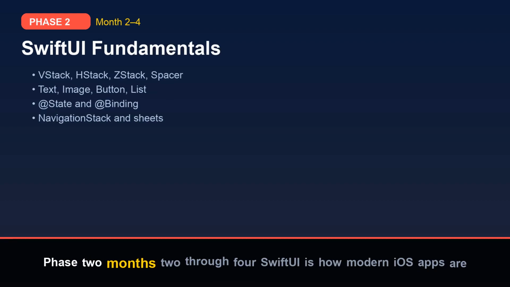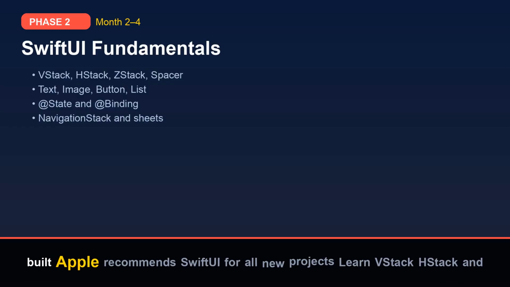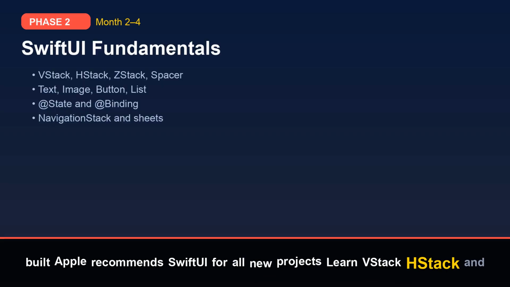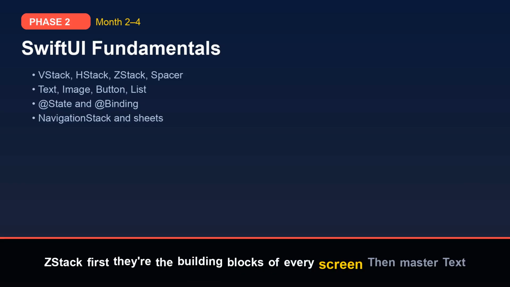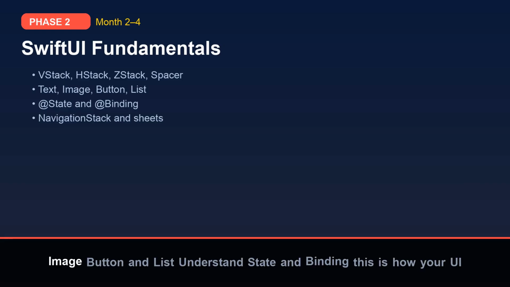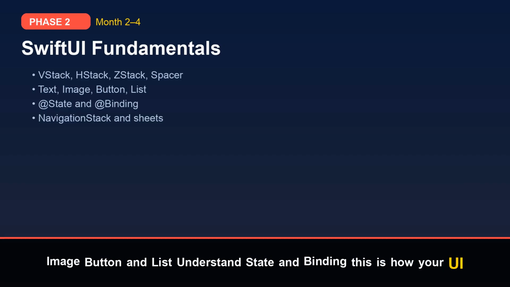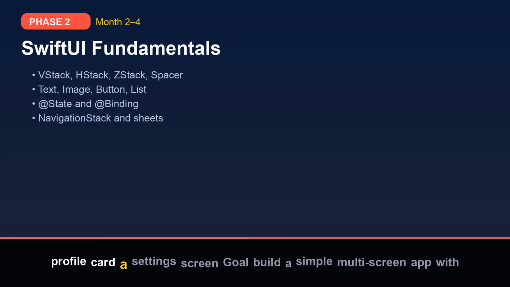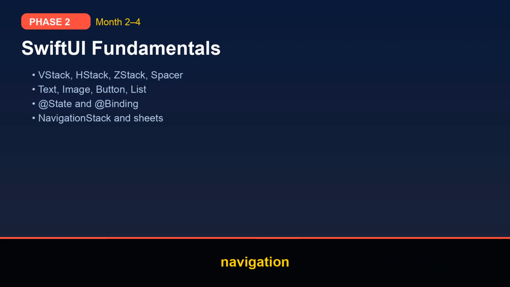Phase 2, months 2 through 4. SwiftUI is how modern iOS apps are built. Apple recommends SwiftUI for all new projects. Learn VStack, HStack, and ZStack first. They're the building blocks of every screen. Then master text, image, button, and list. Understand state and binding. This is how your UI updates when data changes. Build one small screen every day. A login page, a profile card, a settings screen. Goal: build a simple multi-screen app with navigation.